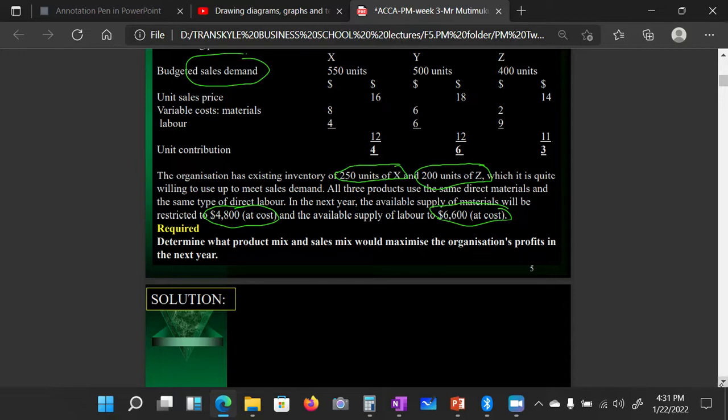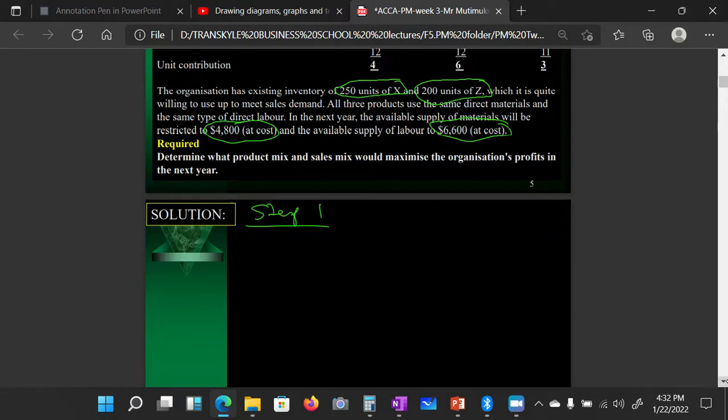So what we do then, we have to follow a systematic way of attacking these questions. There is a systematic way. So let's do step number one. Step one: we have to establish which one is the scarce resource. Remember, our topic is limiting factor analysis.